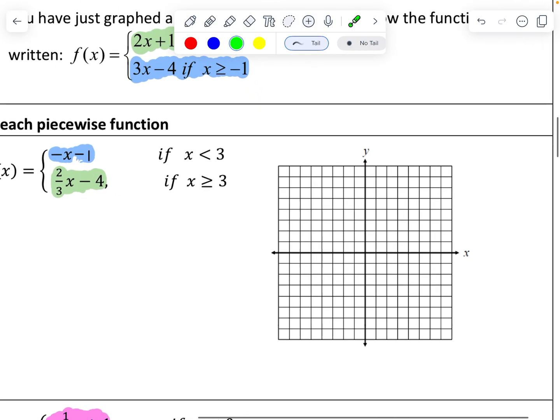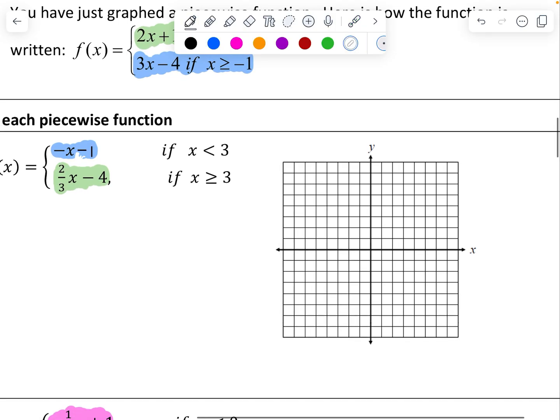So let's do another one here. Our blue line is -x minus 1. So we start here. -x is a slope of -1, so down 1 over 1 like this. Just always make sure if the problem has a negative slope that you're going downhill. If it's a positive slope, you're going uphill. Okay, so we have this.